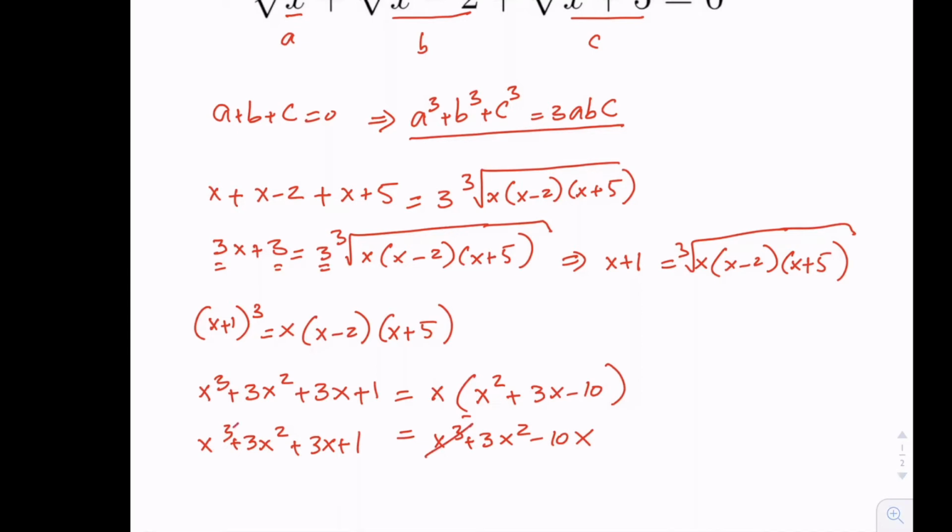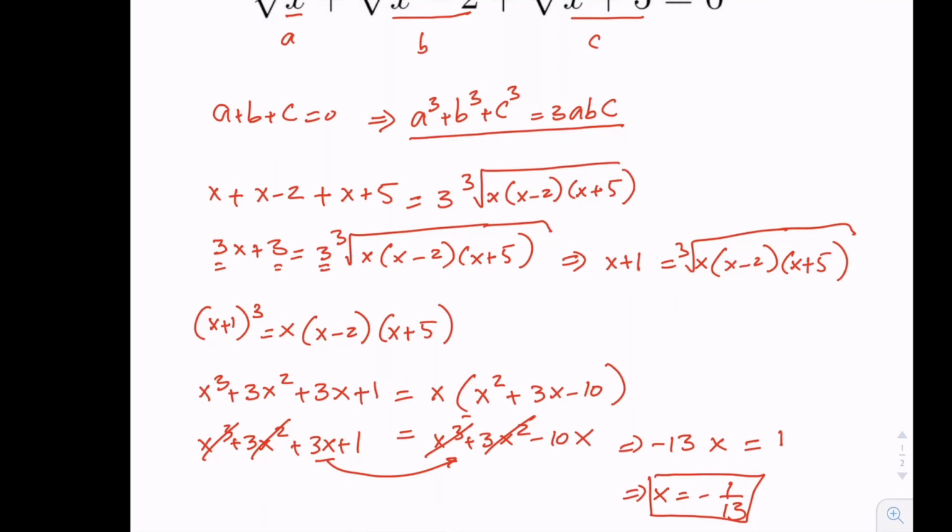So x cubed will cancel with x cubed, 3x squared will cancel with 3x squared, and therefore we will get minus 13x is 1, moving this 3x to the other side, and therefore x will be minus 1 over 13.